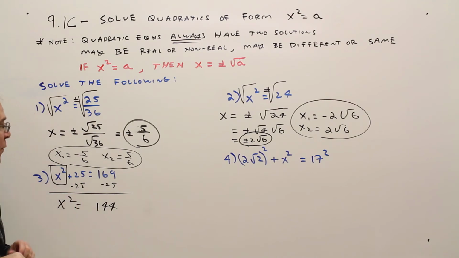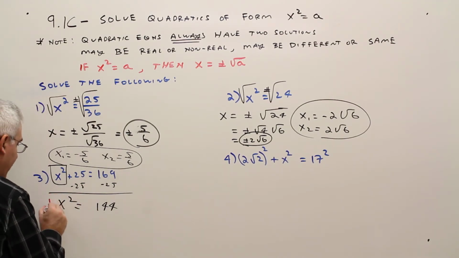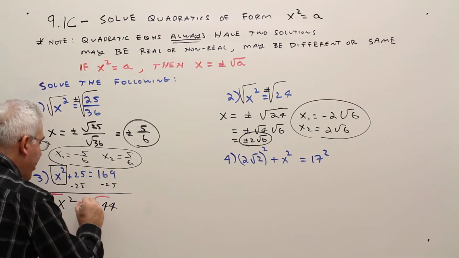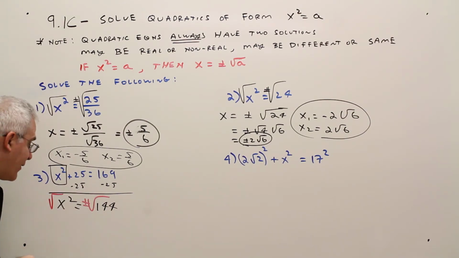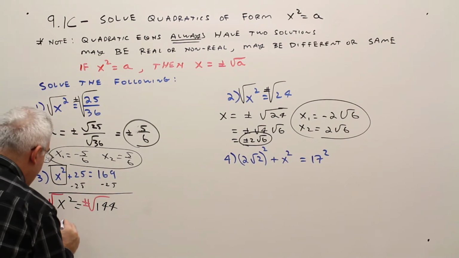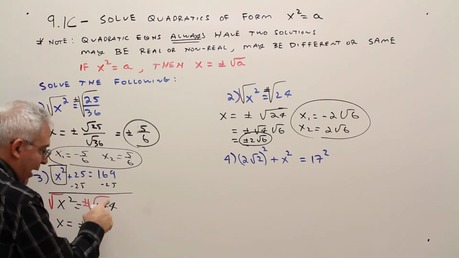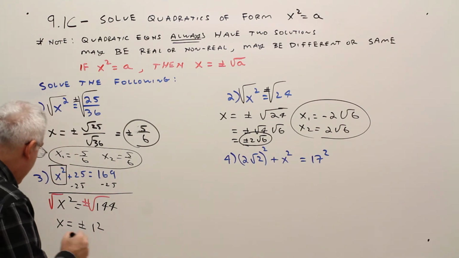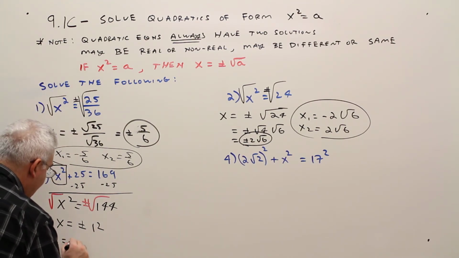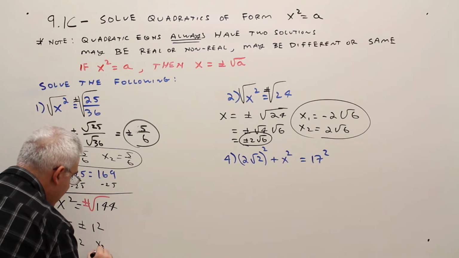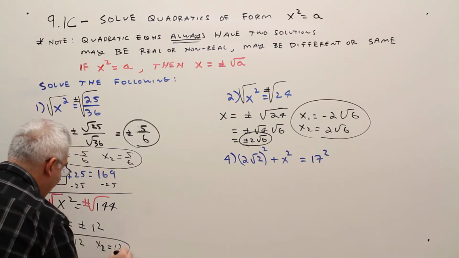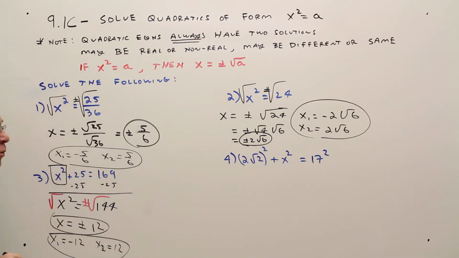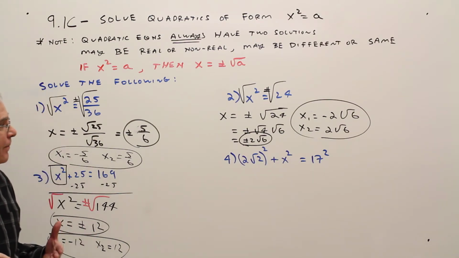Once I've got it in this form, then I can go ahead and take the square root of the left side and plus or minus the square root of the right side. So I will obtain x equals plus or minus, that's just going to be plus or minus 12. And then again, if you want, x sub 1 equals negative 12, x sub 2 equals positive 12. However you wish to represent your answer.